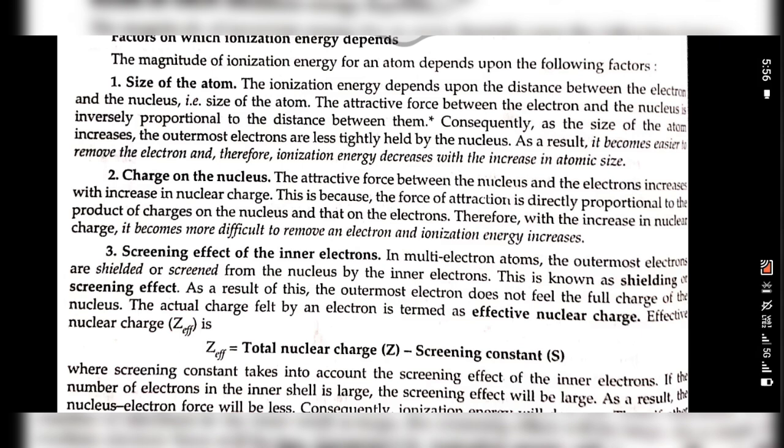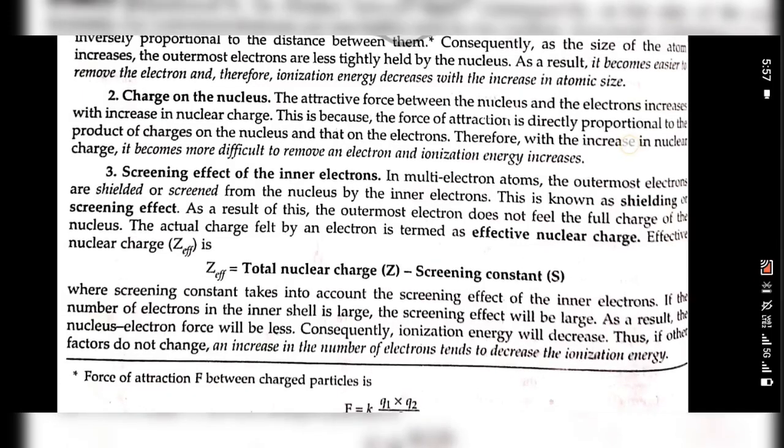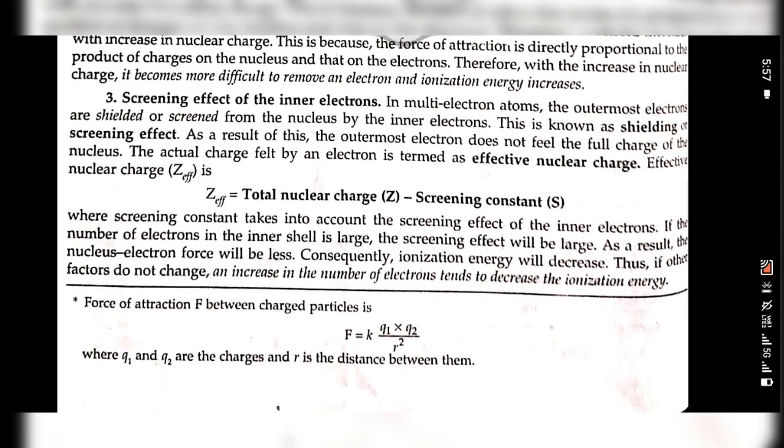In multi-electron atoms, the outermost electrons are shielded or screened from the nucleus by the inner electrons, and this is known as the shielding effect or the screening effect. As a result of this, the outermost electron does not feel the full charge of the nucleus. The actual charge felt by an electron is termed the effective nuclear charge, and the effective nuclear charge is equal to the total nuclear charge minus the screening constant, where the screening constant takes into account the screening effect of the inner electrons.